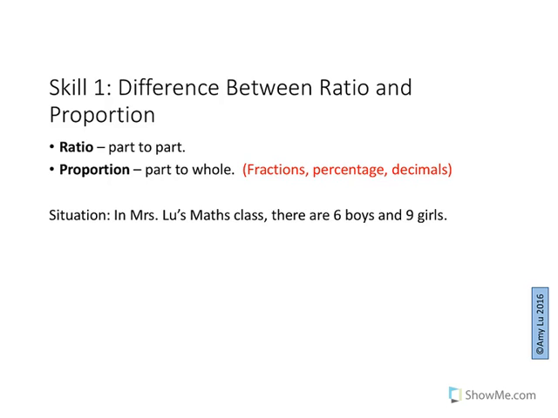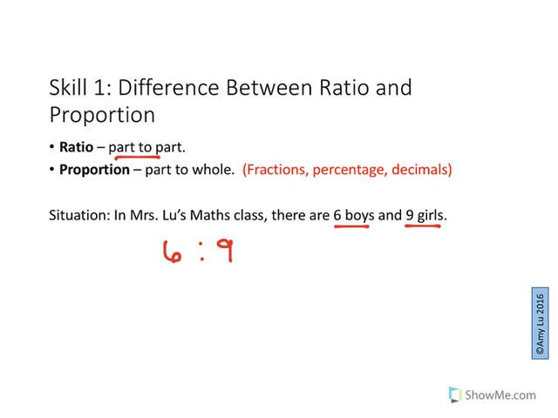First you need to know the difference between a ratio and a proportion, and by this point maybe you do understand it, but let's make sure. A ratio is a part-to-part relationship. If we had a situation in my class, Miss Lou's math class, there are 6 boys and 9 girls. The ratio is 6 boys to 9 girls. It is a part-to-part relationship.